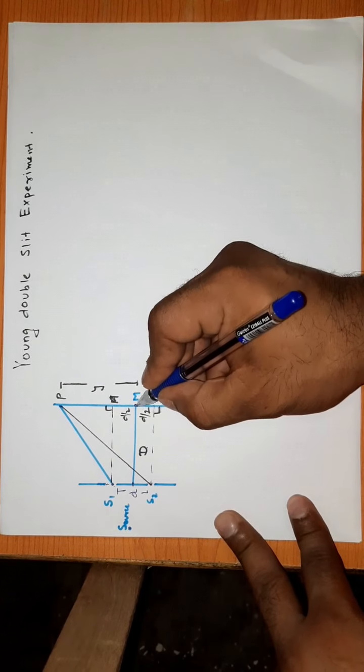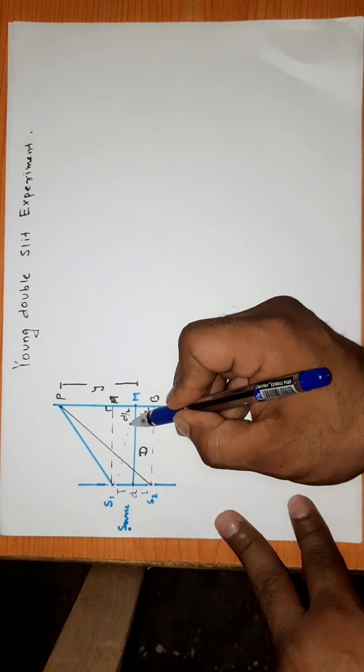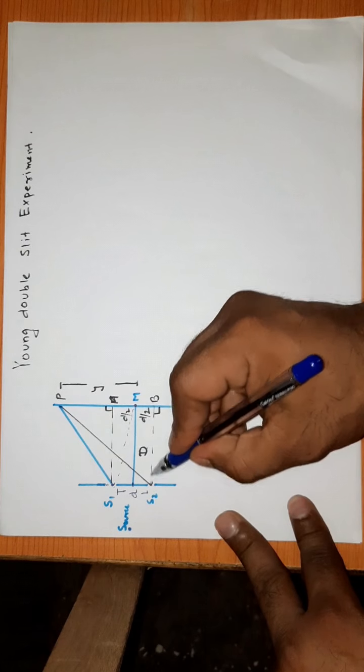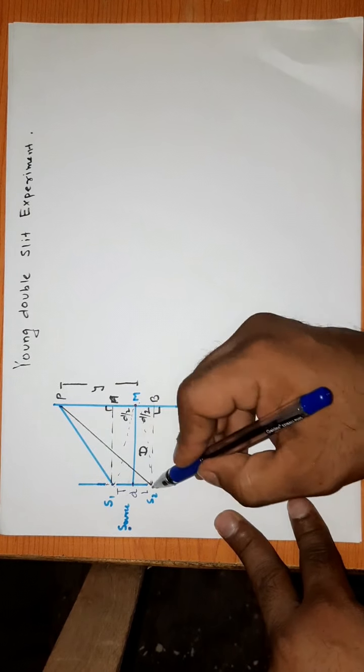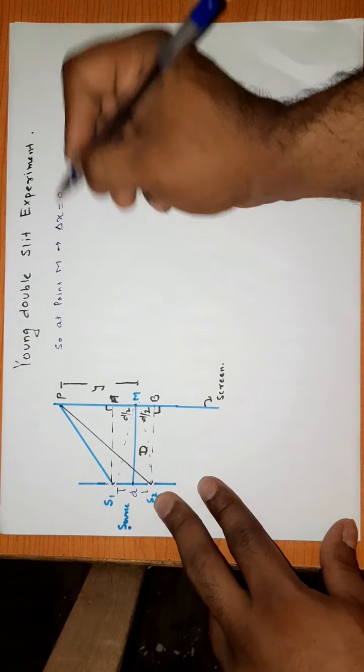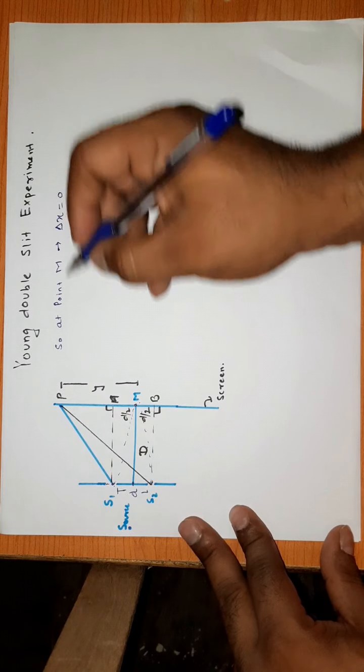First of all, at point M, what is the path difference? If we check, this is S2M and this is S1M. Was there any path difference? The answer is no. So at point M, which is the center of the screen, we find delta x is equal to 0. And from the last lecture we know that if delta x is equal to 0, then phi is also 0.